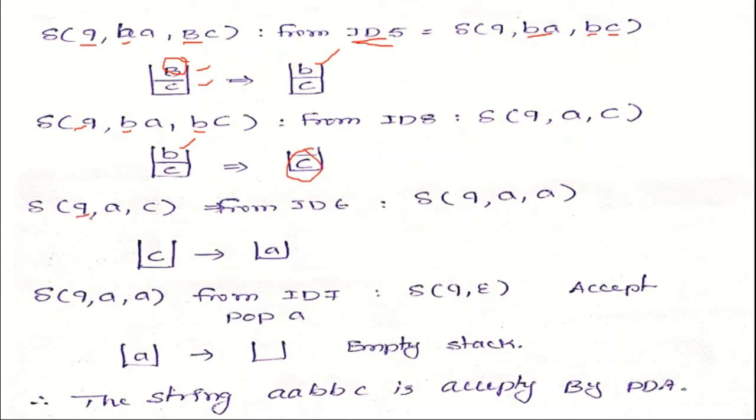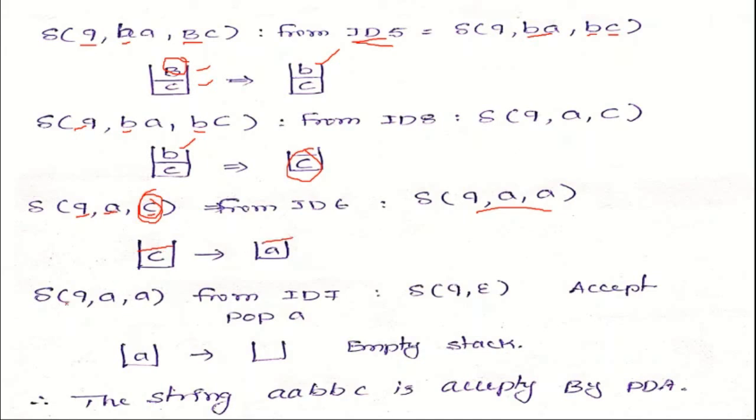Now the current state is Q, the input is A, and the top of the stack is non-terminal C. From ID6 we can replace this C. That means we perform a push operation into the stack, where this C will be replaced with A, that is Q comma A comma A. Here the top of the stack contains C, and in the place of C we can replace with its production A.